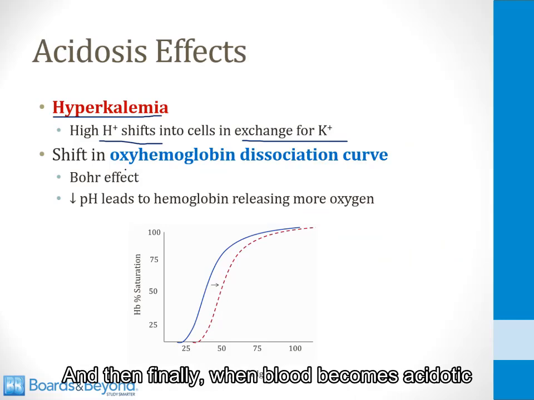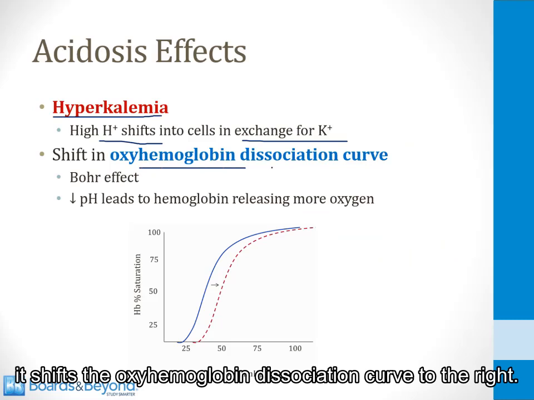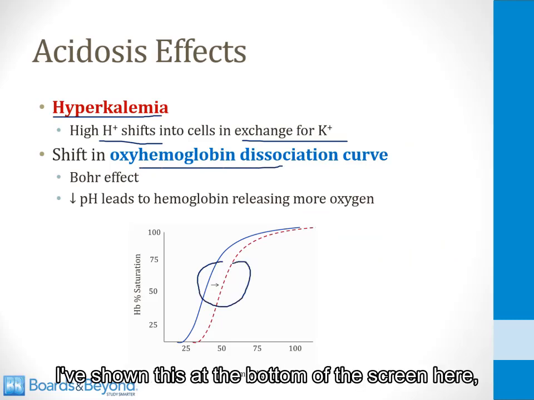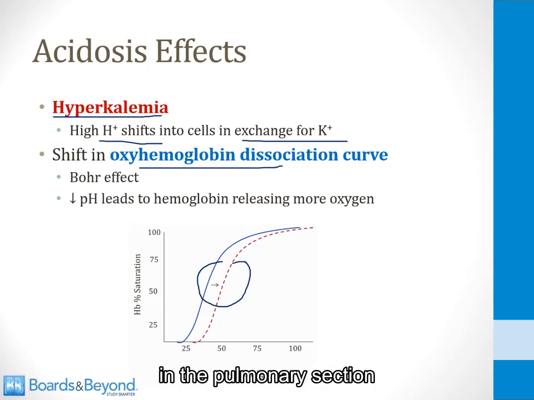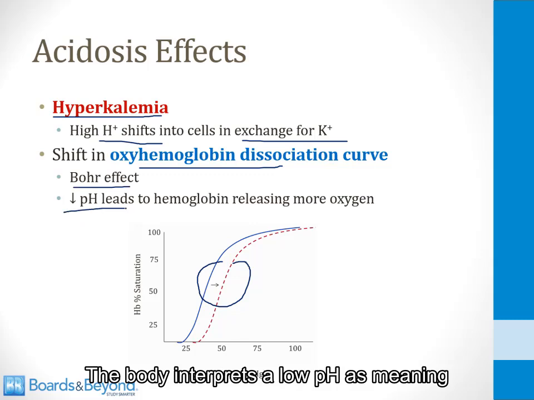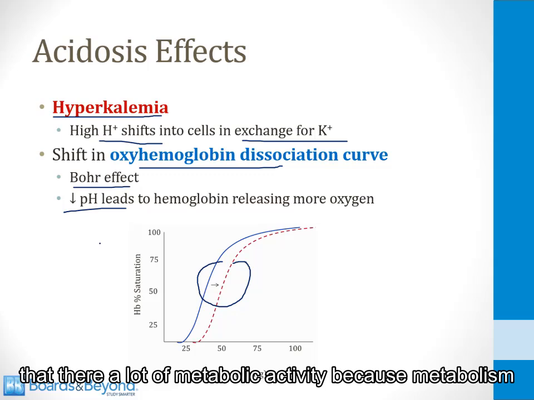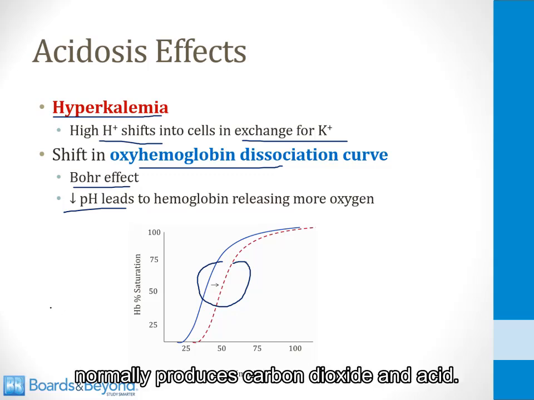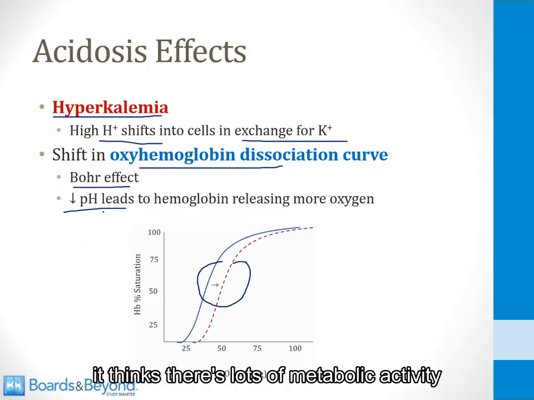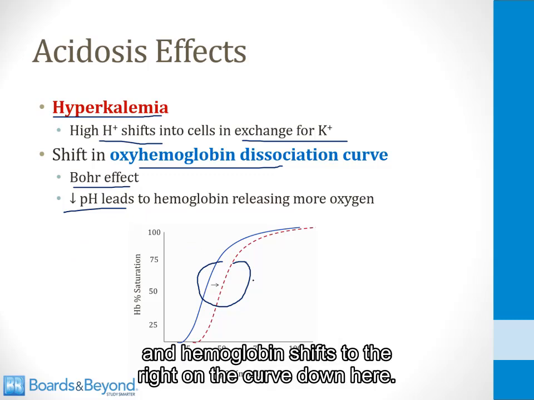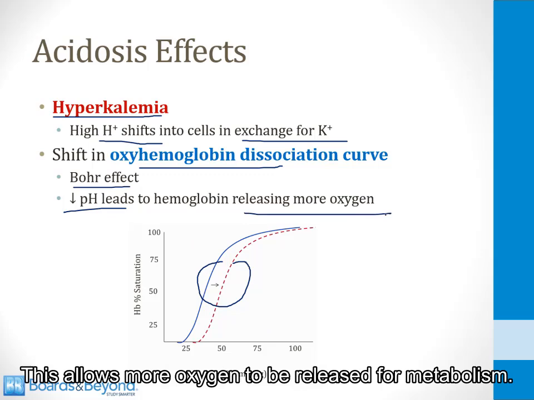And then finally, when blood becomes acidotic, it shifts the oxyhemoglobin dissociation curve to the right. I've shown this at the bottom of the screen here. I talk about this in detail in the video on hemoglobin in the pulmonary section. This is called the Bohr effect. The body interprets a low pH as meaning that there is a lot of metabolic activity because metabolism normally produces carbon dioxide and acid. So when the body detects that there's a low pH, it thinks there's lots of metabolic activity, and hemoglobin shifts to the right on the curve down here. This allows more oxygen to be released for metabolism.